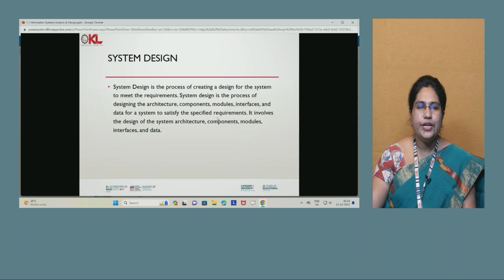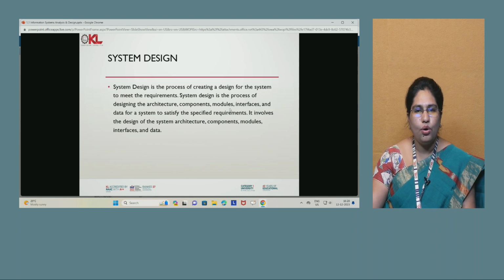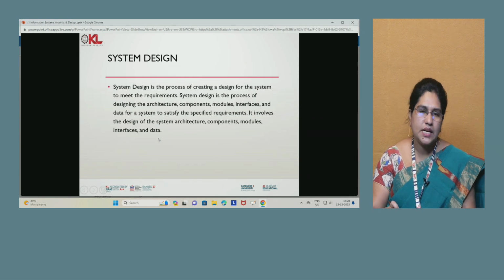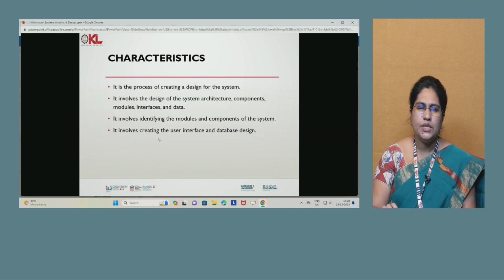It is not going to deal with all the requirements. According to the specific requirements, it is going to design, or concentrate. It involves the design of the system architecture, components, modules, interfaces and the data also. Earlier we discussed the characteristics of system analysis. Now in this slide we are going to discuss the characteristics of system design.